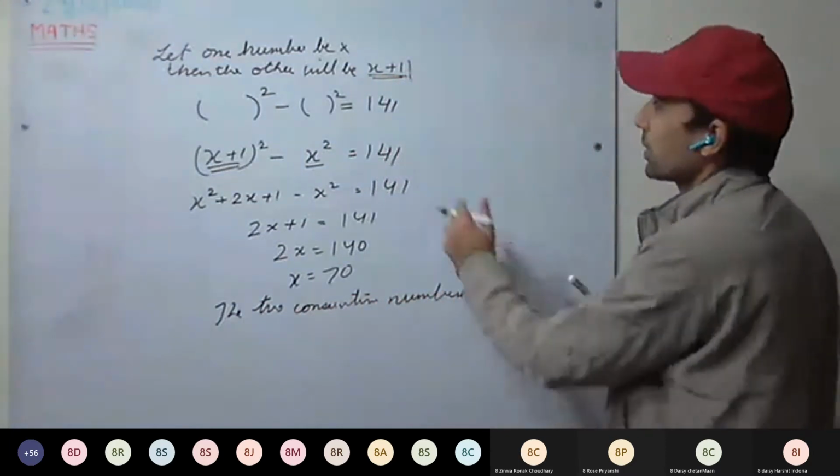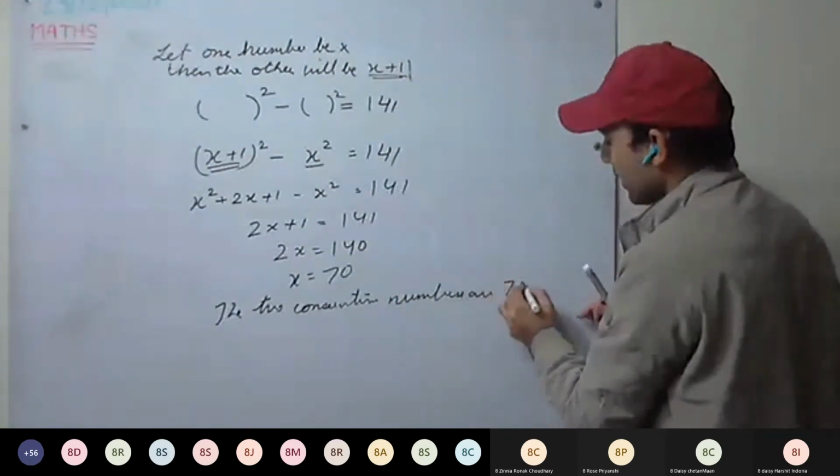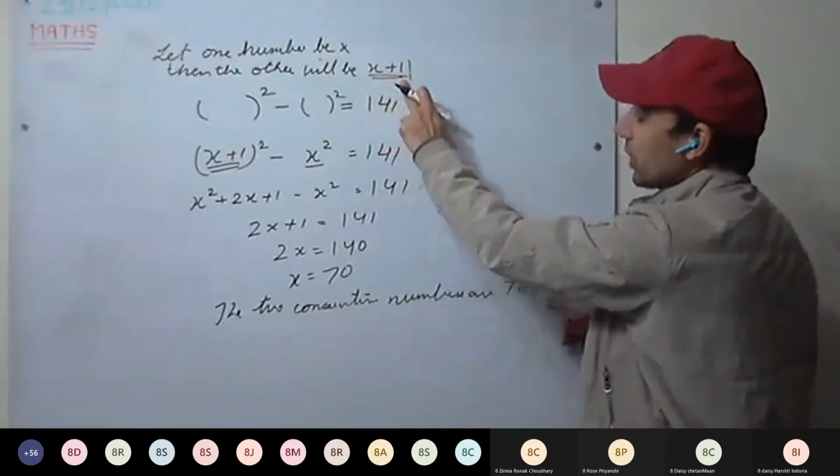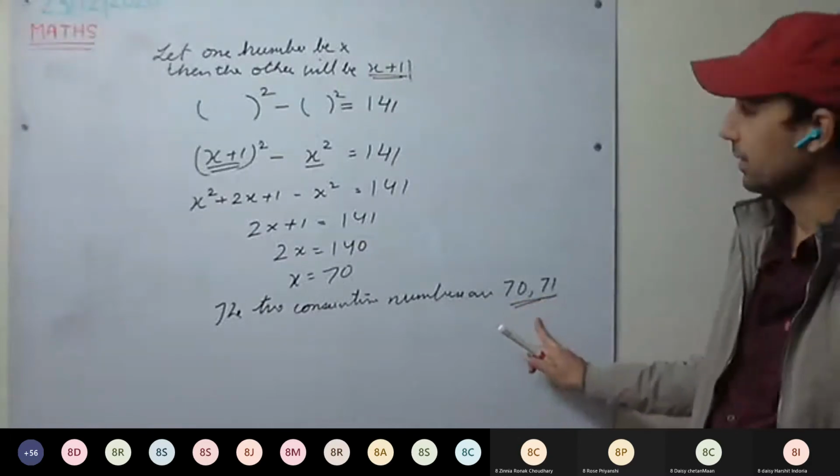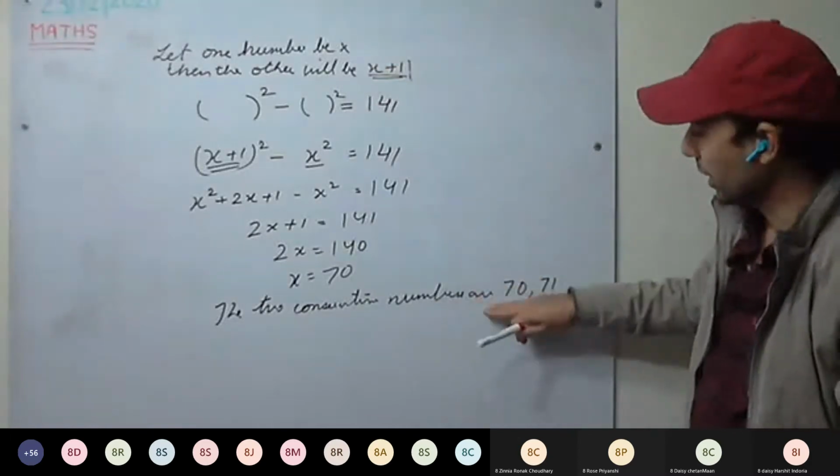Which are the two consecutive numbers? One is x, the other will be 70 plus 1, 71. These are the two consecutive numbers. We have to write the answer at last.